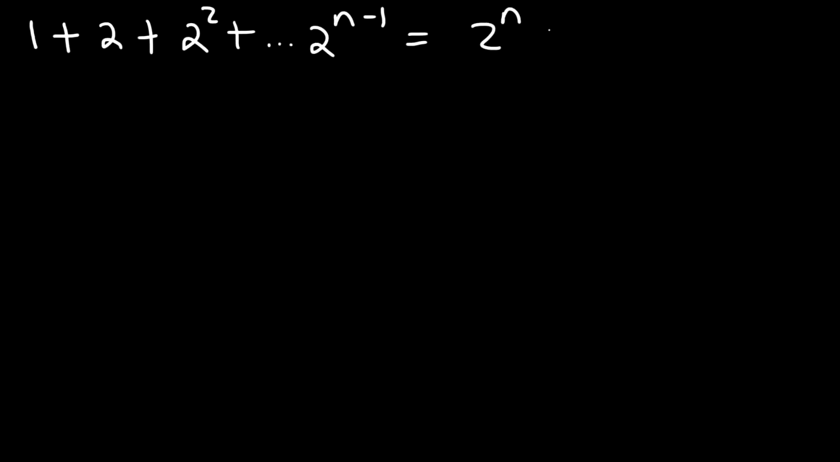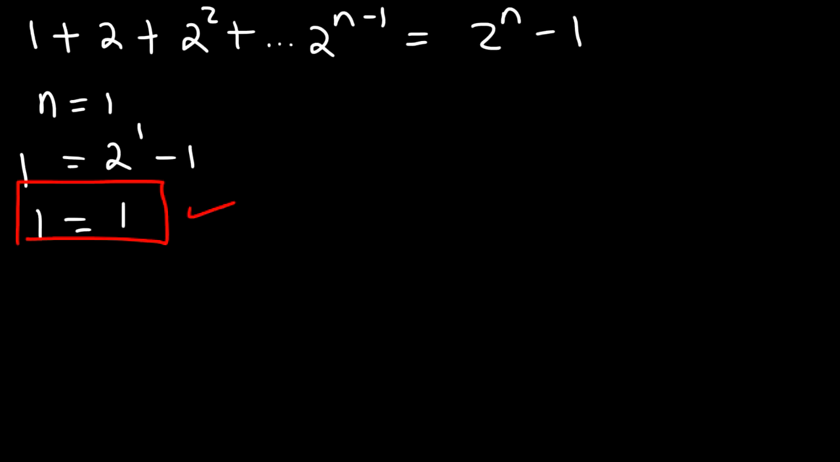Here's another one. Let's say if we have 1 plus 2 plus 2 squared, and then 2 to the n minus 1 is equal to 2 raised to the n minus 1. Let's test it out with a few numbers. So let's see if it's true when n is 1. So the first term is 1, and on the right side, let's replace n with 1. So that's going to be 2 to the first power minus 1. So that's 2 minus 1, which is 1. So it's true when n is 1. It's true for the first term.